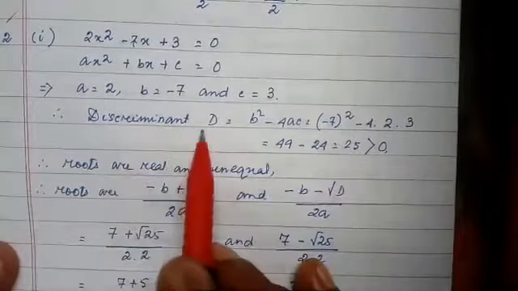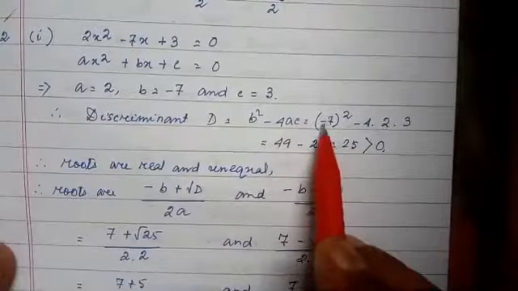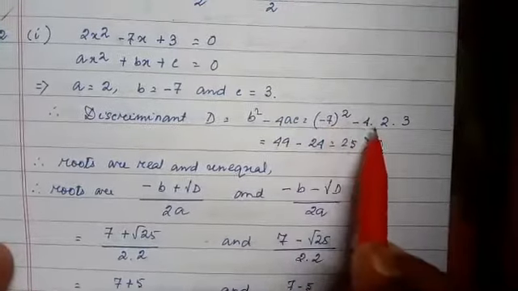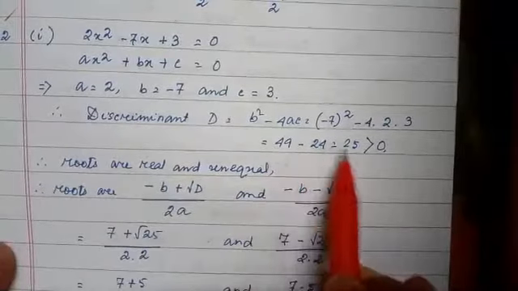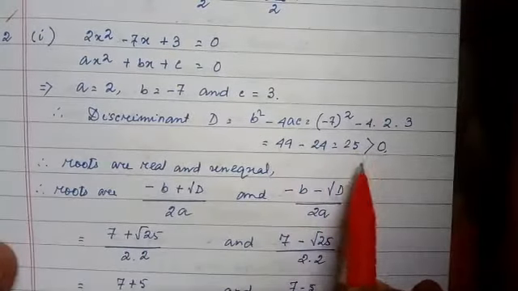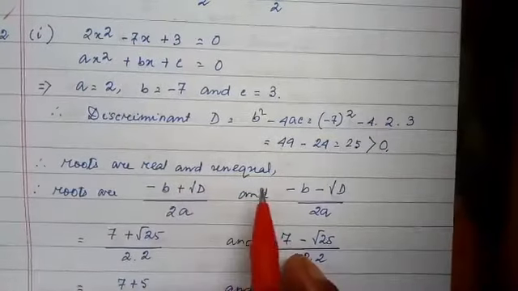Now the discriminant D = b² − 4ac. So (−7)² − 4 × 2 × 3. That is 49 − 24, that is 25, which is greater than 0. Therefore the roots are real and unequal.